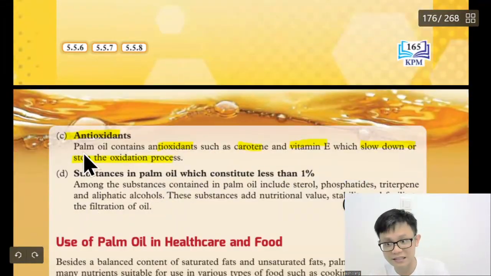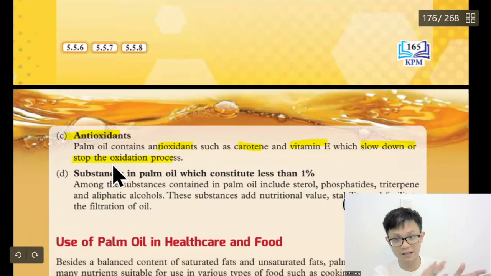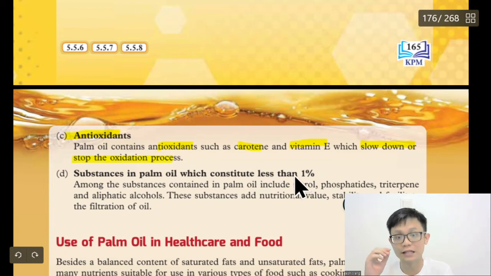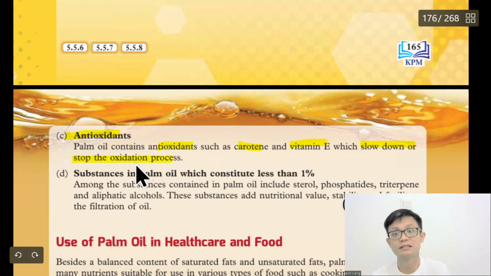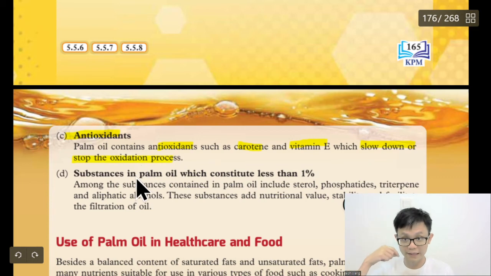And then this one is the healthy oil. If you eat this healthy oil, which has vitamin E, it can slow down or stop the oxidation process. He didn't mention it here. They sometimes also get confused by the textbook. If I'm not mistaken, they are talking about the oxidation process in your body.